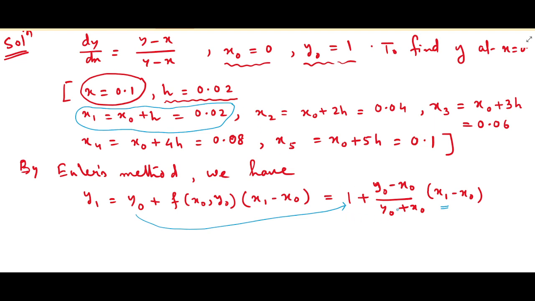Calculate it carefully. When you put all the values, after calculation you will get 1.02. y naught is given in the question as 1. x naught is also given as 0. x1, after taking step size 0.02, we got x1 is 0.02. So if you put the value of x1 here, y1 is 1.02. Now we have to find up to the fifth step, since x5 is there, so let us find the others.